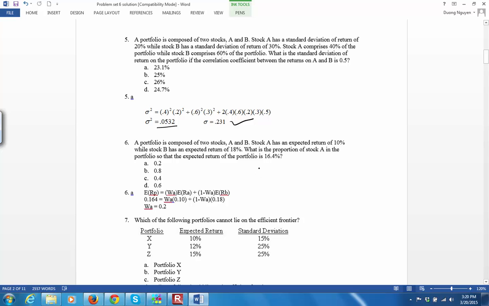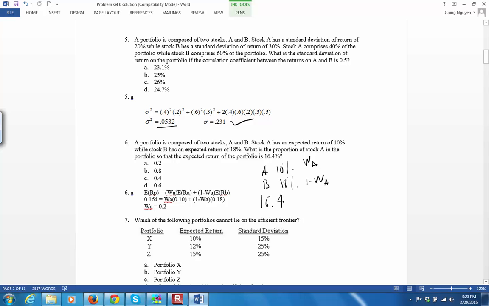Now you have two stocks, A and B. A has a return of 10%, and B has a return of 18%. What is the proportion in A so that the expected return of the portfolio is 16.4%? If the weight in A is WA, you have only two stocks, so the weight in B would be 1 minus WA.